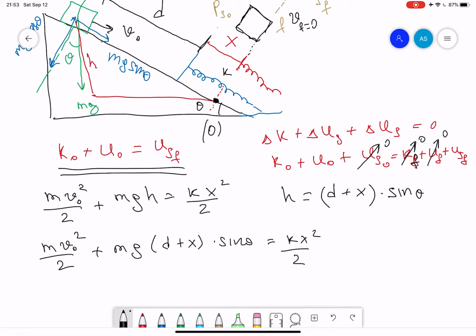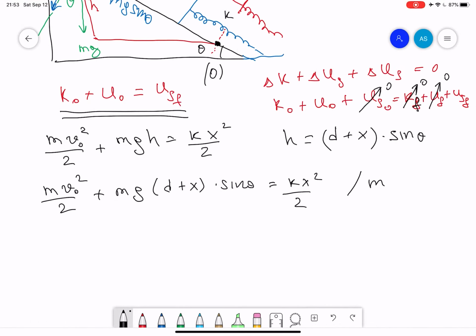So for now let's divide by m, so that we're going to have fewer m's. When you divide by m, you want to have v initial squared over 2 plus g sine theta times (d plus x), which is equal to k x squared over 2.